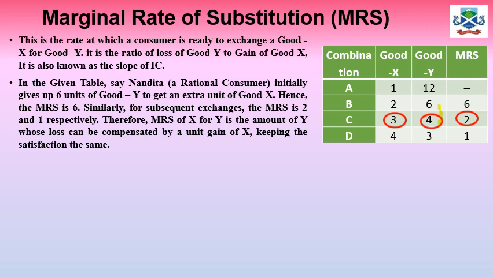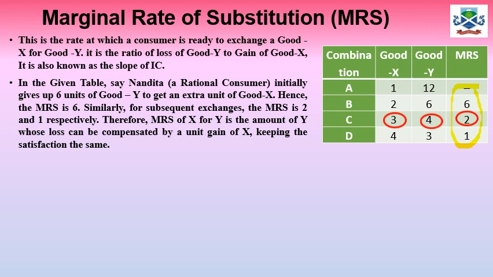Similarly, for the D combination, you check that he is willing to give only 1, meaning he is willing to exchange only 1 unit of Y for X. So that is called marginal rate of substitution. And over here, an interesting fact: this marginal rate of substitution goes on diminishing from 6 to 2 to 1, and because of that you will find your indifference curve is convex to the origin.